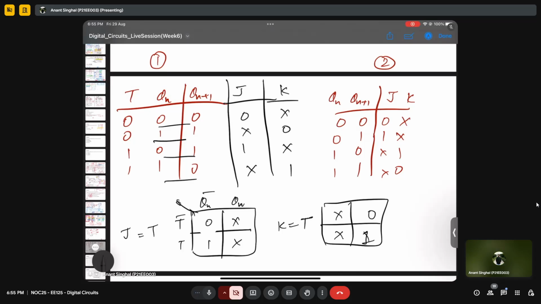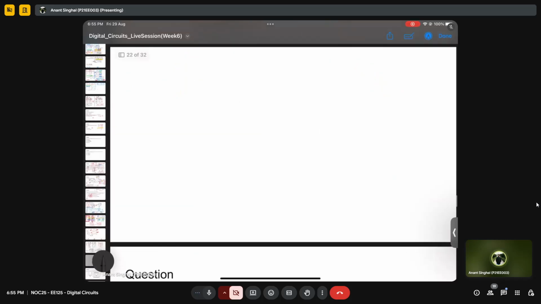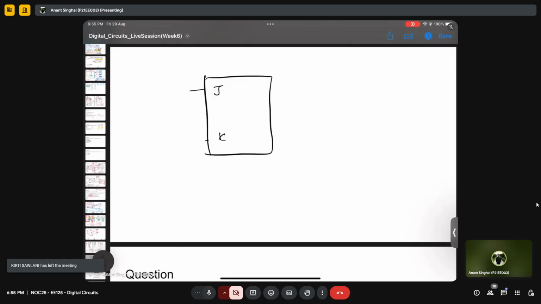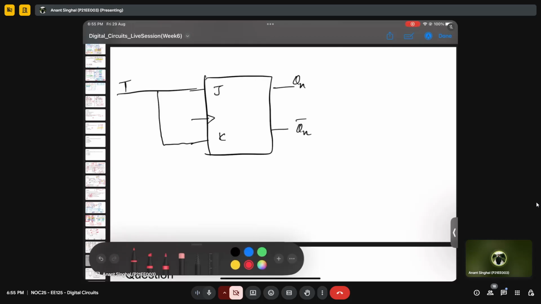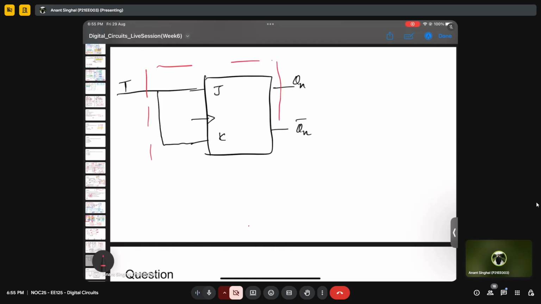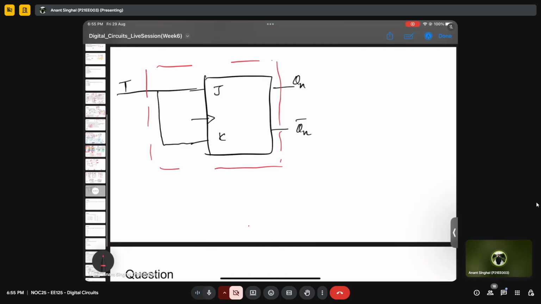Is this clear to everyone? Yes, sir. Yeah. So now similarly we can make a circuit like this. We had a JK flip flop in our hand, and if we just make a single connection and join them, because J and K are both equal to T. So now basically this dotted box is a T flip flop that we have made using a JK flip flop. I hope it is clear because this is very important to understand.